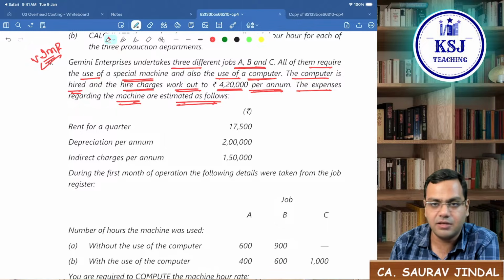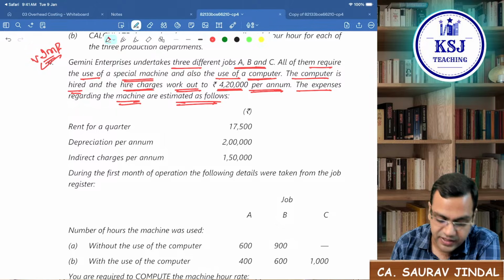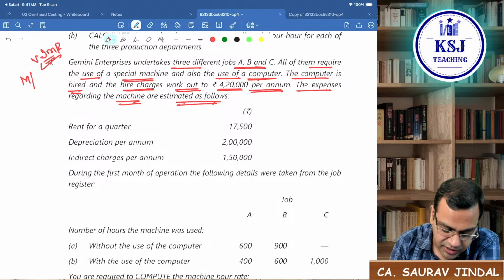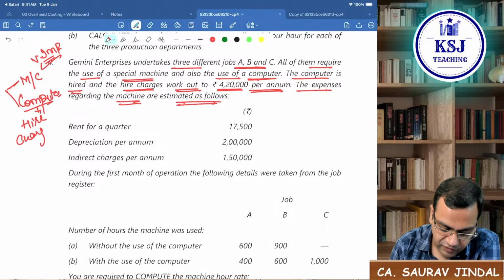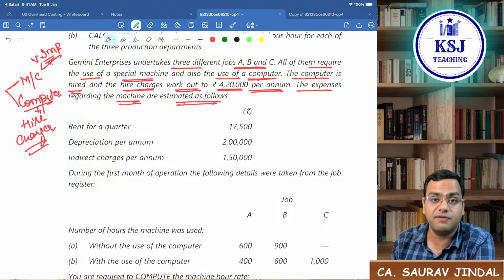So this is regarding the machine, not the computer. So there are 2 different things. One is machine, another thing is computer. For computer, it's very simple. You have the hire charges. And for machine, some of the charges are given now.